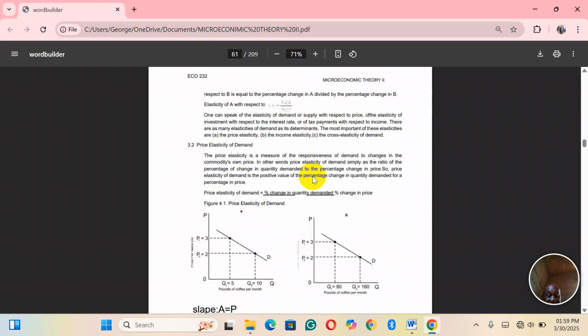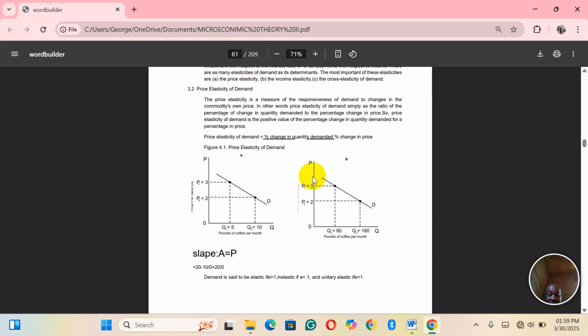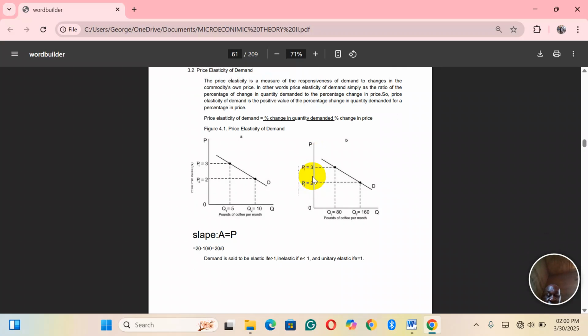And so we can see the slope of the demand curve, and we can see the slope going down. Demand is said to be elastic if elasticity is greater than 1, inelastic if elasticity is less than 1. And so unit elasticity is when elasticity is equal to 1.